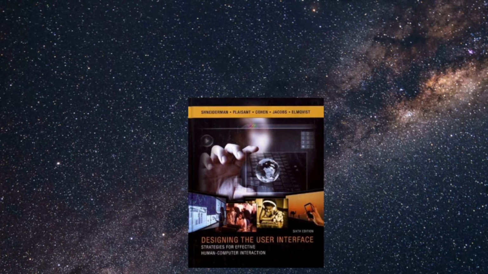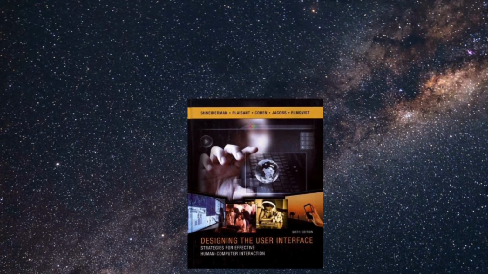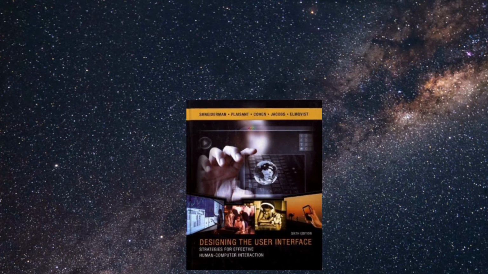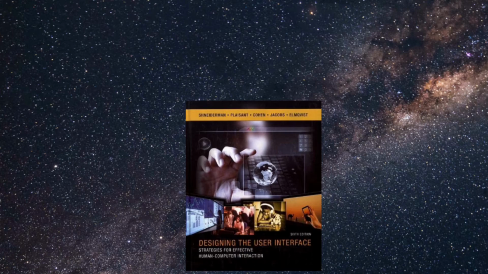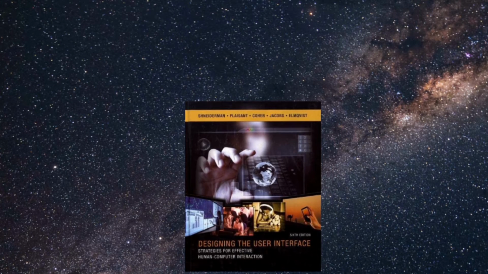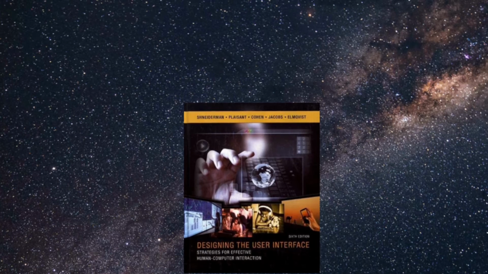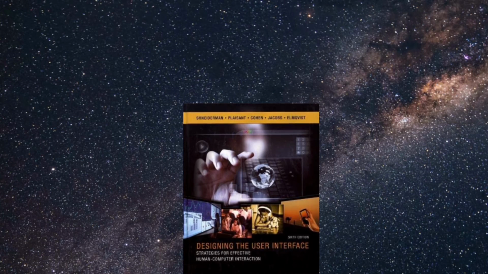By human capacity, there is motor: skill in pointing, clicking, dragging, or other movements. Also perceptual, which is visual, auditory, tactile, and other human sensory inputs. And there is cognitive: problem solving with short and long-term memory.